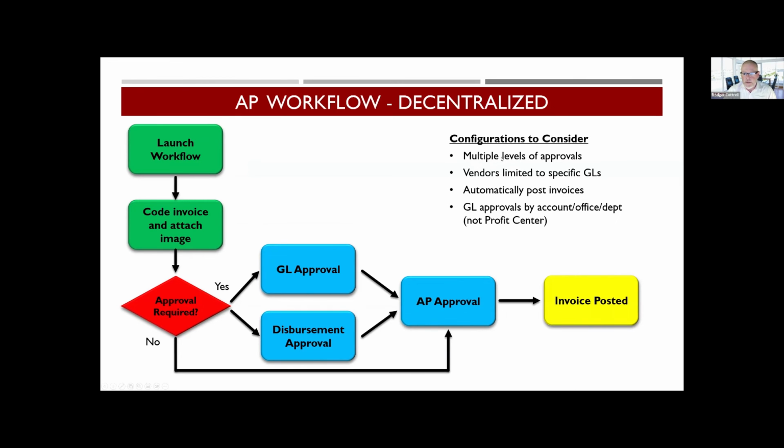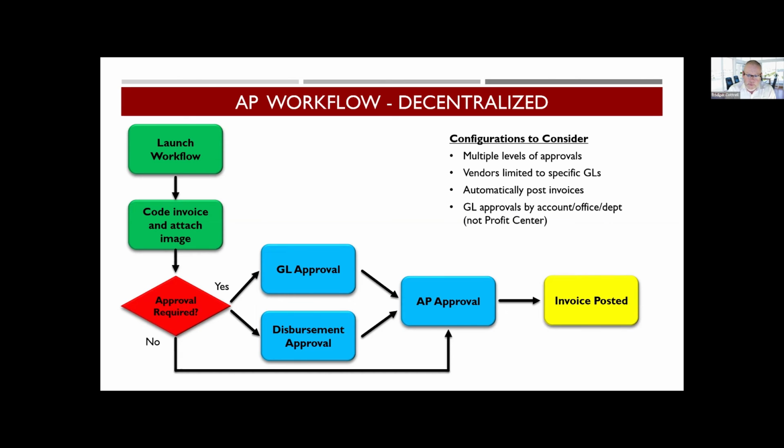So a couple of things to consider. I already mentioned that there are multiple levels of approvals. One of the nice things is that you can limit the general ledger accounts that can be used at the vendor level. So if you are in this decentralized model and you know that if anyone selects this vendor for payment, it has to be charged to this GL account or one of these GL accounts, you can set up the vendor so that only that GL account can be used. And you can also set up the system to automatically post the invoice.